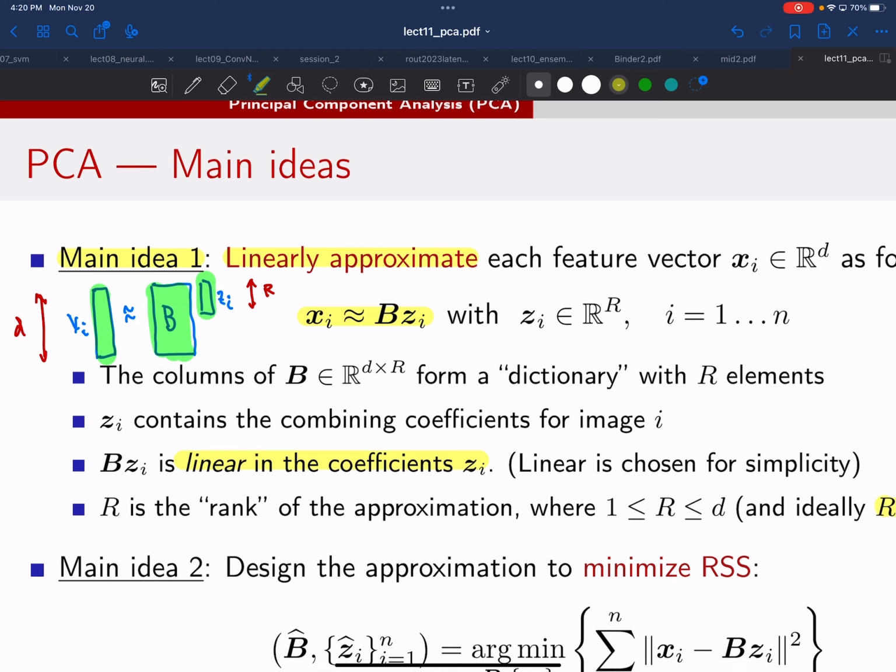We'll often think of this matrix B as a dictionary, the columns of it as a dictionary. So we have a dictionary of columns. What we can do for every xi is come up with some linear combination of those columns to approximate xi. Okay, so those are the main ideas here.